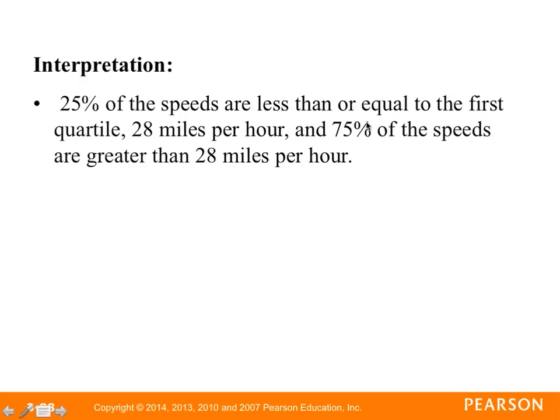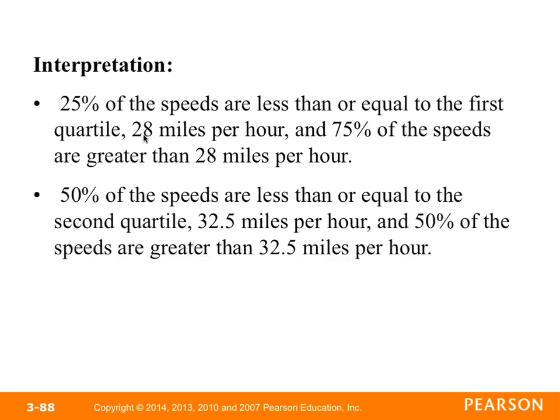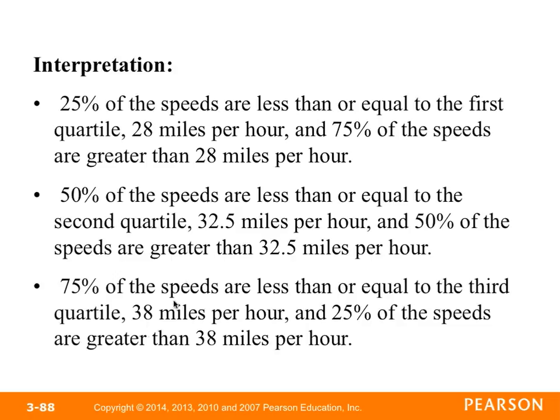25% of the speeds are less than or equal to the first quartile, which is 28 miles per hour, and 75% of the speeds are greater than 28 miles per hour. 50% of the speeds are less than or equal to the second quartile, which is 32.5 miles per hour, and 50% of the speeds are larger than that. 75% of the speeds are less than or equal to the third quartile, which is 38 miles per hour, and 25% of the speeds are greater than 38 miles per hour.